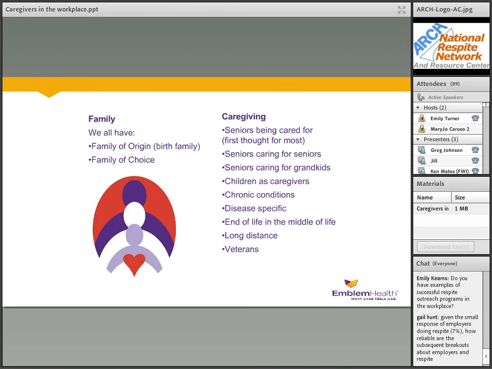Now we're going to look at the two words because those are the two most important words. We all have a birth family or we wouldn't be having this conversation. But we also have a lot of families of choice. Now the word families of choice, as many of you may well know, came out of the AIDS world.